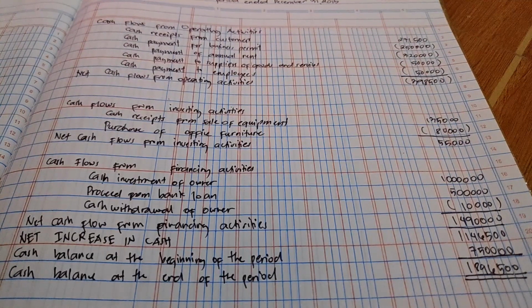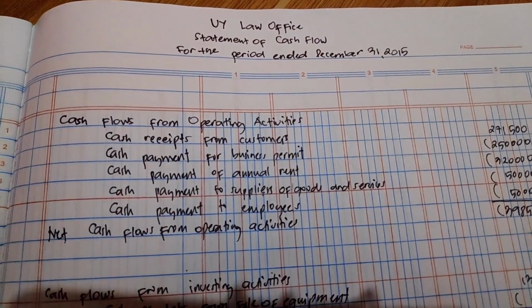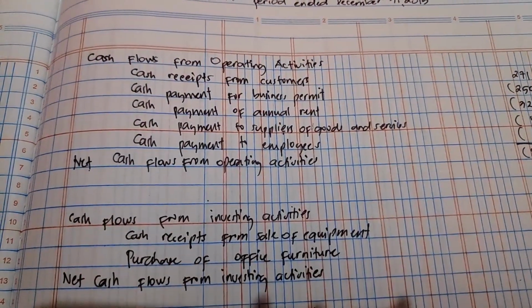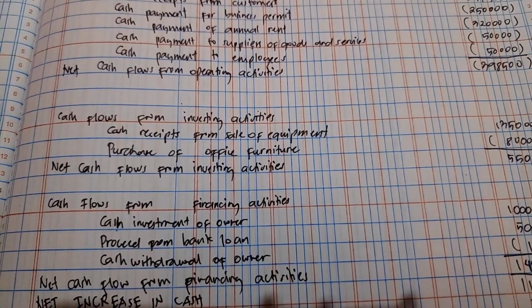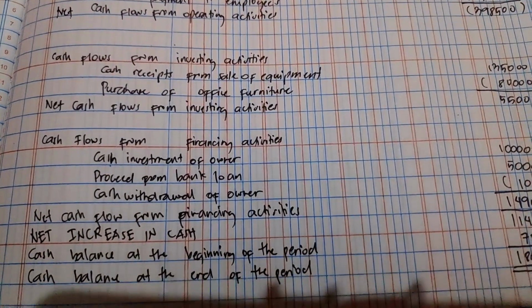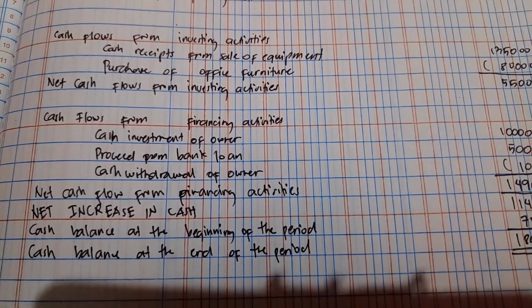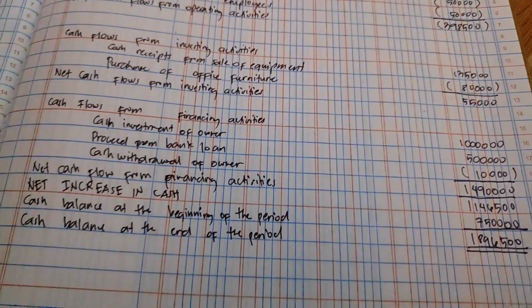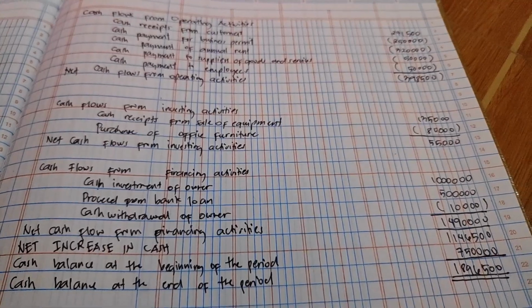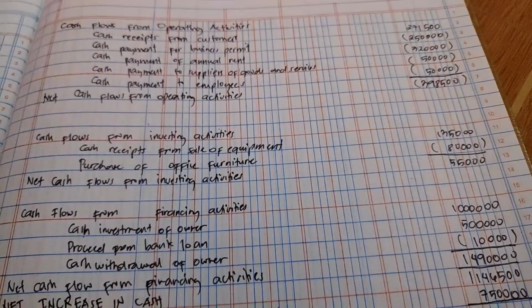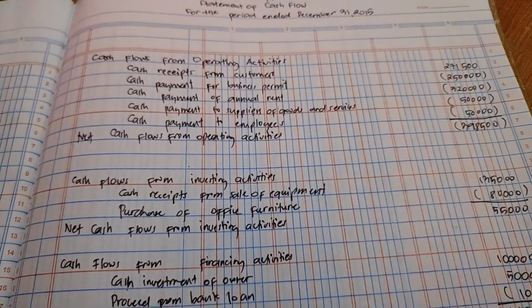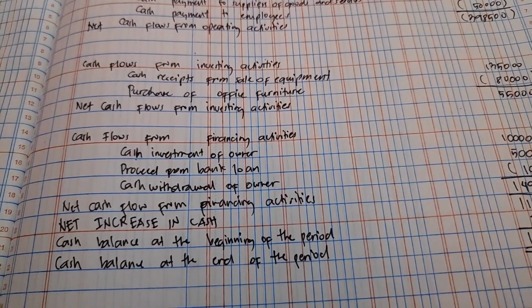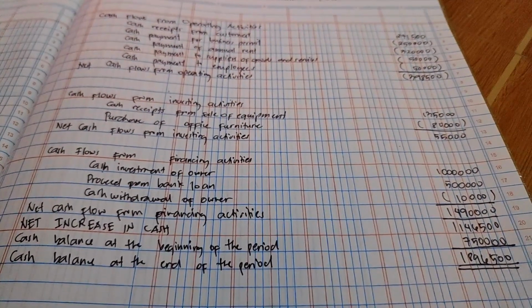So if you get that amount in your statement of cash flow, then you are correct in your statement of cash flow. So this is your statement of cash flow. So this is your heading. This is your operating activities. This is your investing activities. This is your financing activities. And then it has now a cash balance at the beginning of the period, which is added to your net increase in cash. And then this is your cash balance at the end of the period. I hope you understand more about how to prepare a statement of cash flows in the form of direct method.